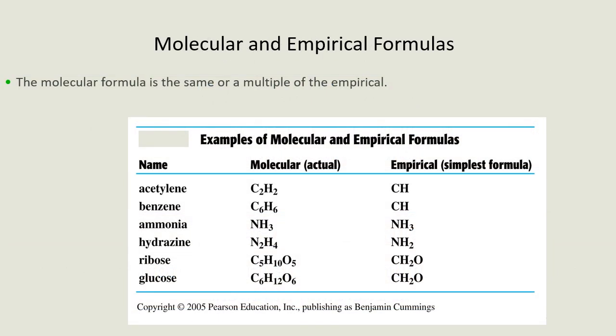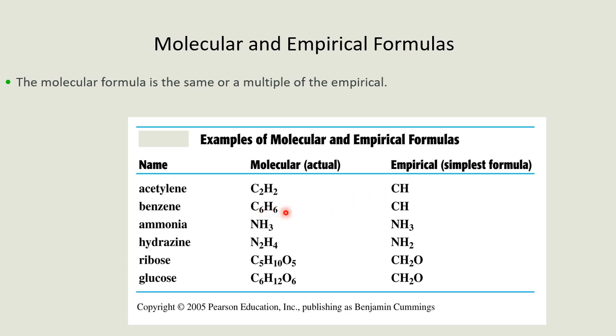Here are some examples. Molecular and empirical formula of some compounds here. This is the molecular, the actual formula we normally use. And this is the empirical formula, which is the simplest formula. So you can see the subscript here, 2 and 2. So each subscript should be the simplest ratio. That means the smallest ratio will be 1 to 1. So the empirical formula will be CH.